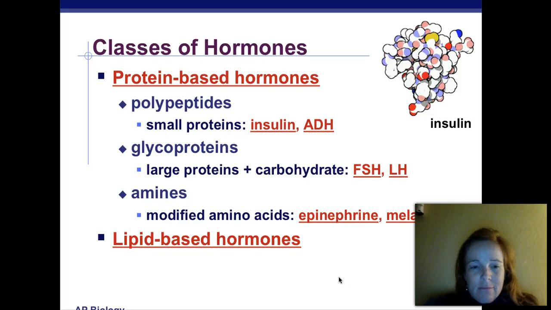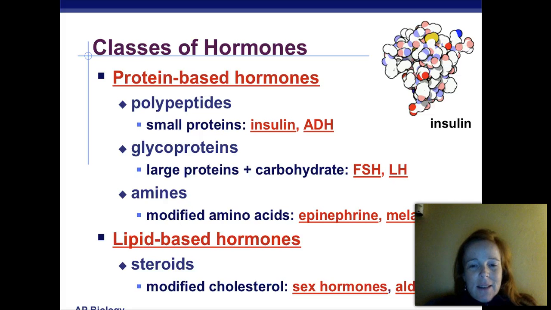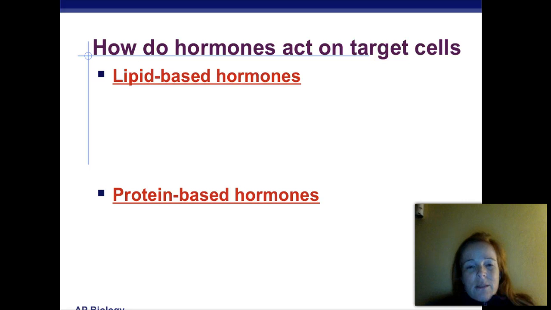Lipid-based hormones. Lipid-based hormones we've talked about before. There they are, which are the steroids, the sex hormones, aldosterone. Anyway, estrogen and testosterone. They disappeared there, but we'll talk about them again in a second.